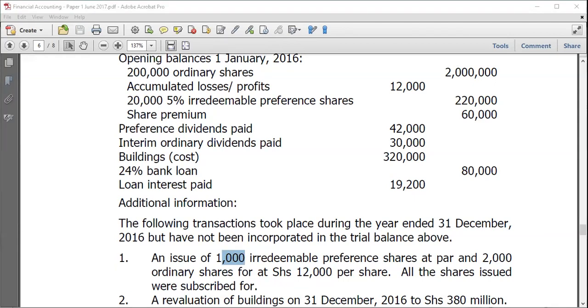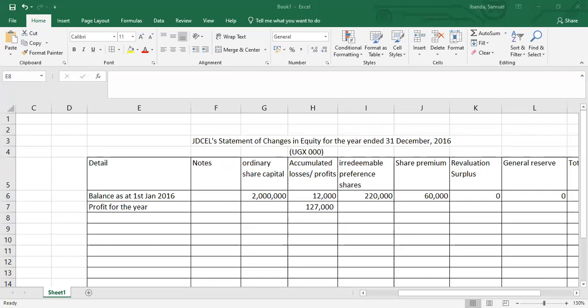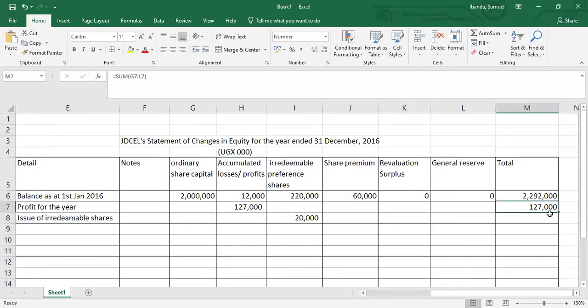So I'll come here and recognize the issue of irredeemable preference shares. I'll record it under this column. It is equal to 20,000 times 1,000, but since I'm recording these things in thousands, I'll just put 20,000. So there will be nothing here, and this side I'll get my respective value. Then you shall come here.